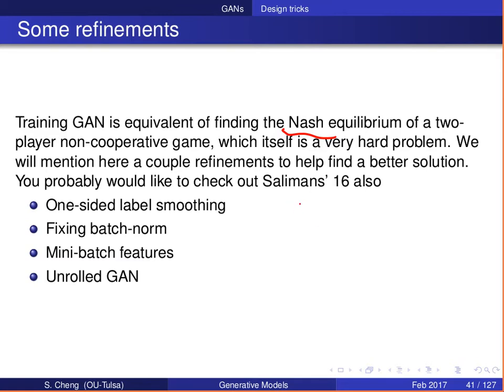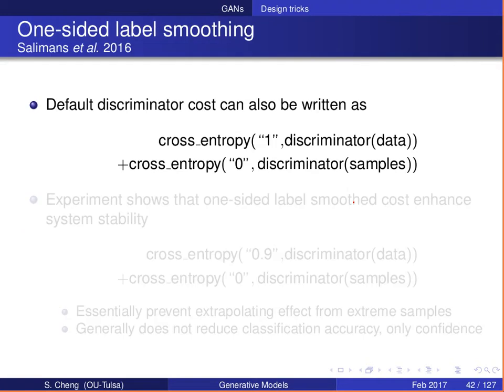So I'll just look into a couple of them, just mention a couple of them. You may want to also check this paper by Salimans. It's a pretty well written paper and has lots of other ideas as well. So first, I'll just mention this one-sided label smoothing. As I mentioned, the original cost function for the discriminator, this is a little bit hand-waving way of writing this thing, but it's just simplified. You may need to go back and write it yourself, precisely what it is.